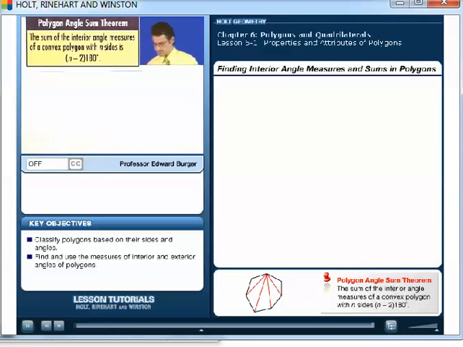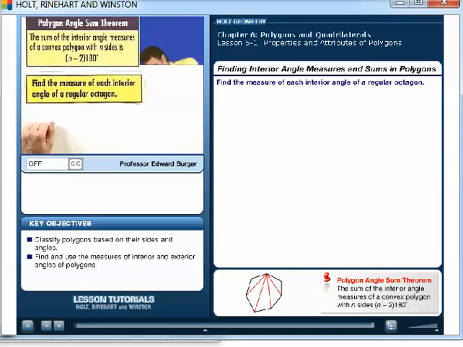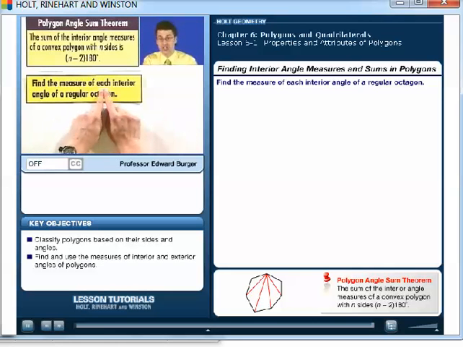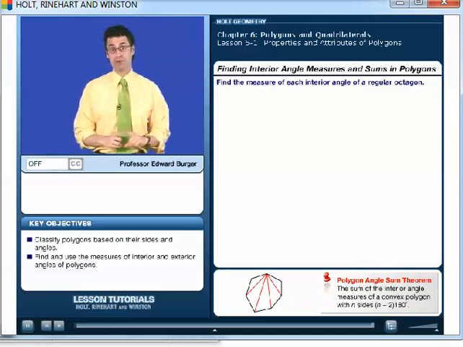How about this one? Find the measure of each interior angle of a regular octagon. Okay, now this is a different question. You see, what makes it different? Each. The theorem tells us about the sum of all of them, and now I want to know the measure of a particular one. But I am actually happily and luckily given one extra piece of information.